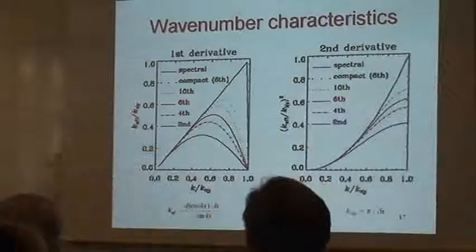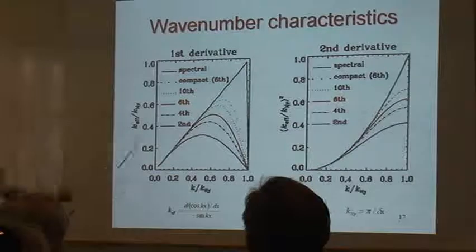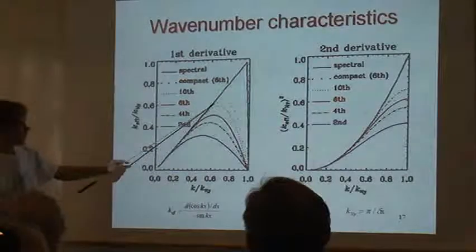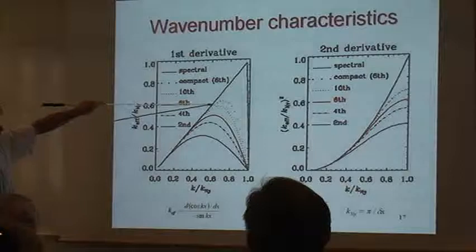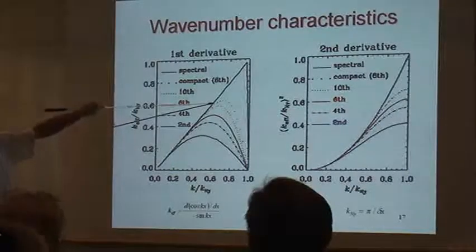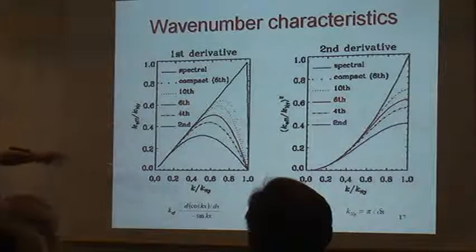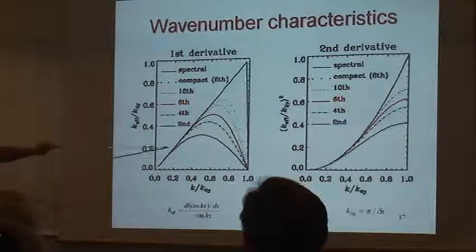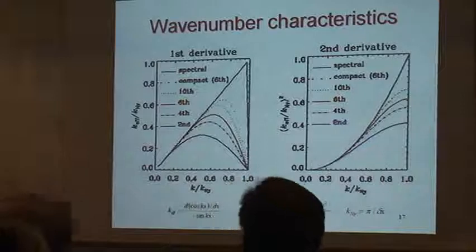None of them are really terribly good, but clearly you see the higher order the scheme, the less you see the error. Here you can go all the way to 60% of the Nyquist frequency without hardly seeing any mistake, whereas with second order you see the mistake already after 20%, close to the Nyquist frequency.